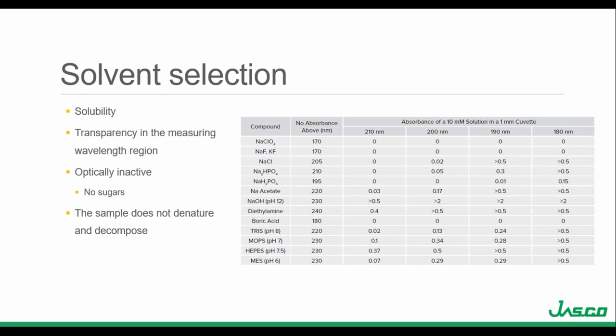So low absorbance or transparency is especially important for secondary structure studies in the far UV, since many solvents absorb strongly below 200 nanometers. The table on the right shows various buffers and their absorbances in a 1 millimeter path length cell with a 1 millimolar concentration. The addition of salts to buffers will also increase the absorbance and potentially induce scattering, which reduces the signal to noise of the spectrum. So sugar-based formulation buffers not only absorb highly in the far UV, but they also have a CD signal because they're optically active and should be avoided for CD measurements.